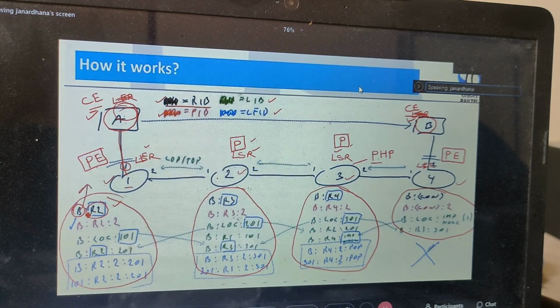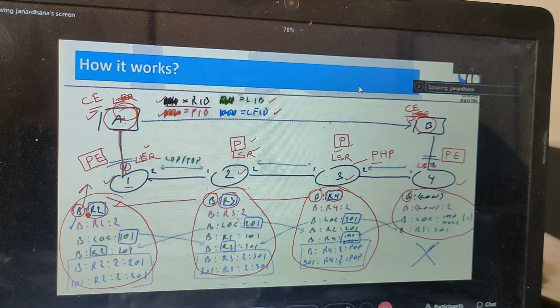Similarly, router number 2, for whatever destination B, it has to send the data packets, it will hand over to router number 3 only. Similarly, router number 3, for destination B, will hand over to router number 4. And router number 4, for destination B, is directly connected, so it will directly send to the destination.